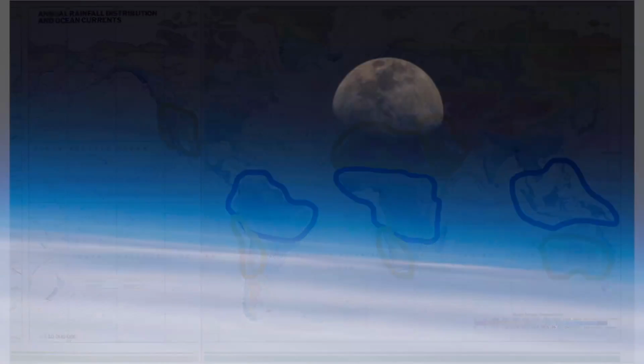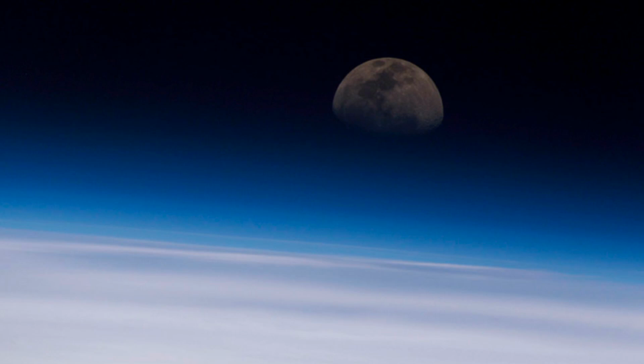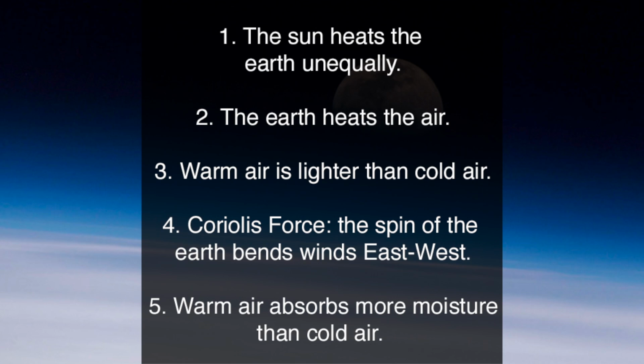Finally, to summarize what we've seen in these discussions of global atmosphere, remember that we've said that there were 5 basic rules governing the atmosphere. That the sun heats the earth unequally. Secondly, that the sun heats the earth and the earth heats the air, therefore also unequally. Third, that warm air is lighter than cold air, which sets the air in motion in this Hadley cycle, or north-south, south-to-north direction.